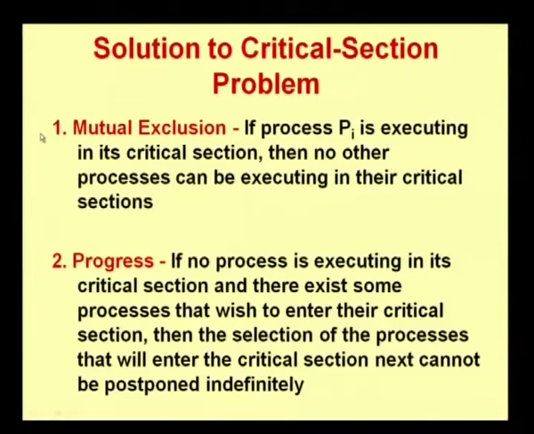Solution number one is mutual exclusion. What is mutual exclusion? If process Pi is executing in its critical section, then no other process can get executed. Till P1 comes out of the critical section, whichever process is waiting, P2 or P3 or P4, it should keep waiting. It cannot enter. If process P2 enters, which means that P1 has exited from the critical section.